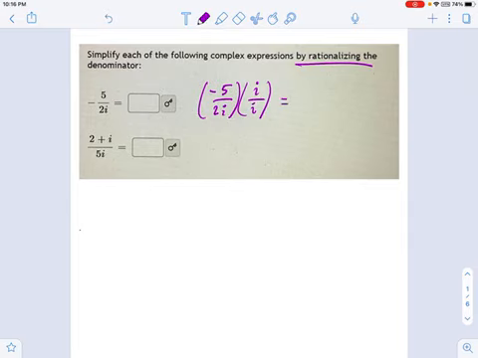What do we get? Negative 5i on top, and on bottom, we get 2i squared. Well, what's i squared? That's just negative 1. So this becomes negative 5i over negative 2, or 5i over 2. There you go, that's your answer.